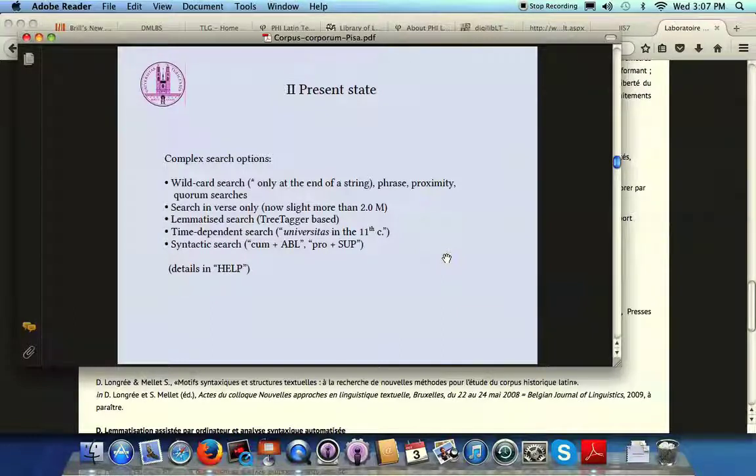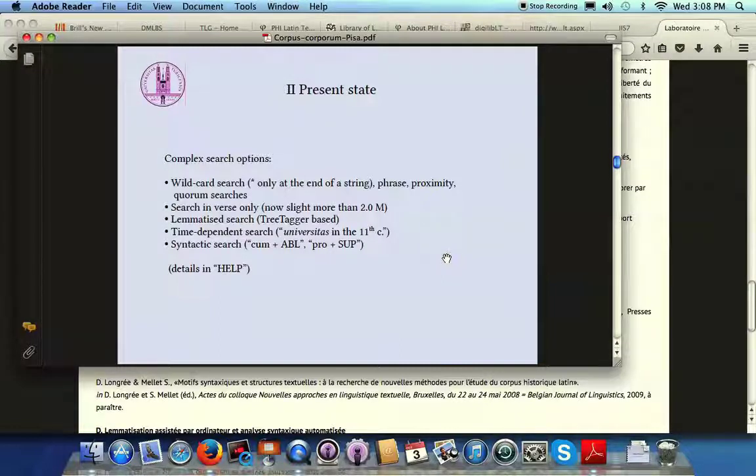Then, more interestingly, we have a lemmatized search, and we'll come back to TreeTagger a bit later. We use the software TreeTagger to part-of-speech tag all our texts, which enables us to do lemmatized searches. So you can search for a verb like "pharaoh" and you get all the forms of this verb, for example.